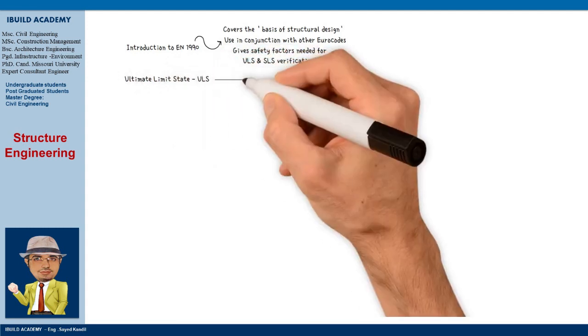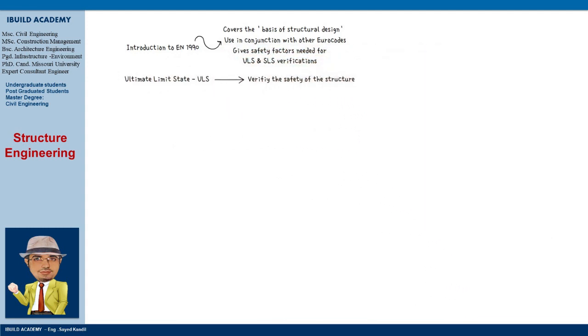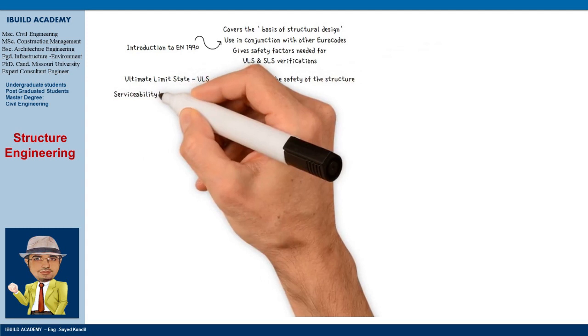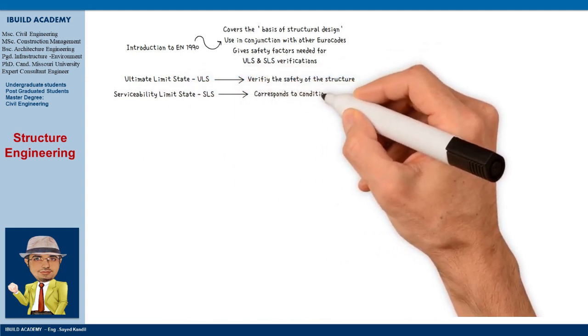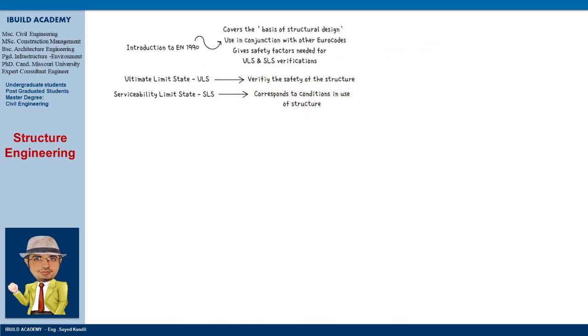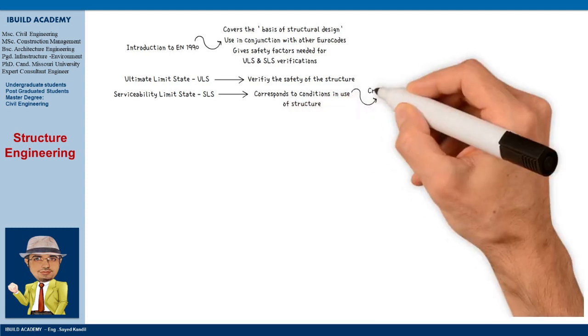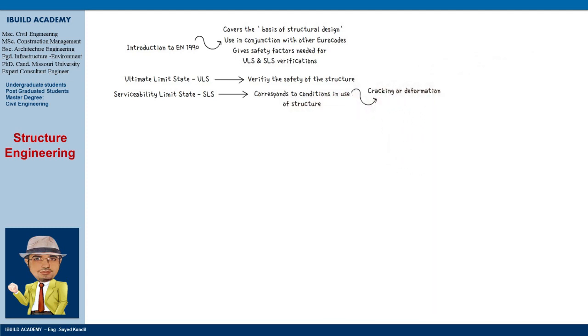Ultimate limit state checks are needed to verify the safety of the structure, while serviceability limit state corresponds to conditions in use of the structure. The limit state could be related to cracking or deformation. In EN 1990 there are three important ULS checks.